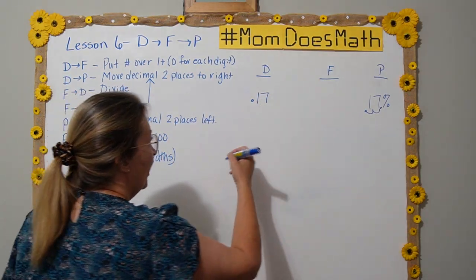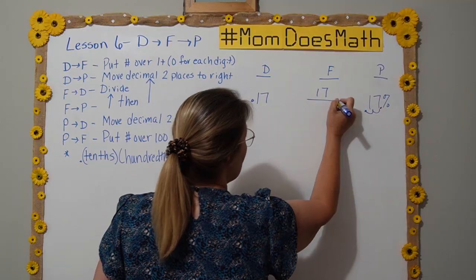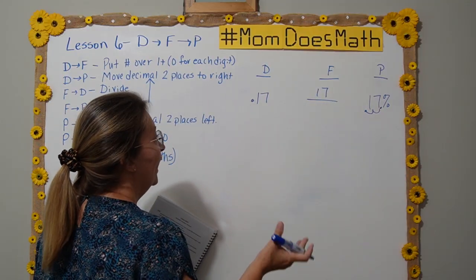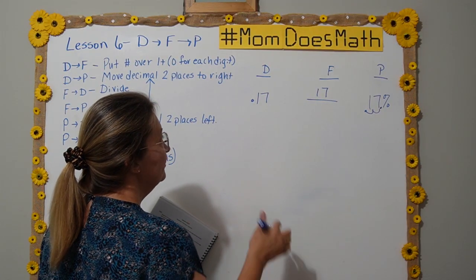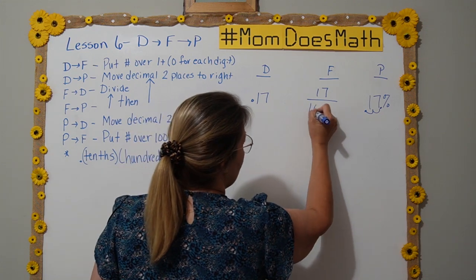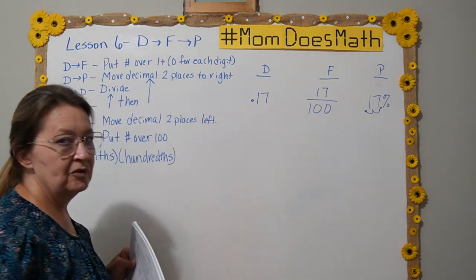Now, how do you make a fraction? You put the 2 numbers on the top, and now you count how many numbers you have to the right of a decimal. 1, 2. So you're going to put it over 1 with 2 zeros.